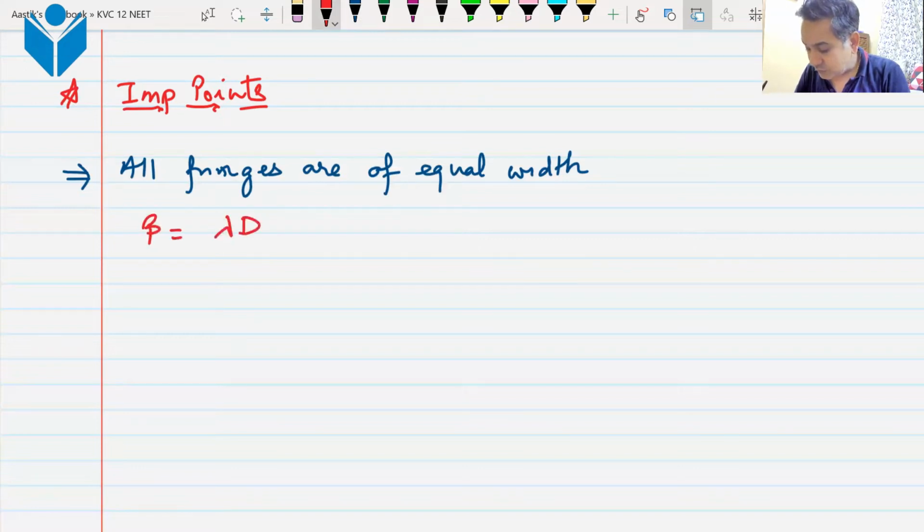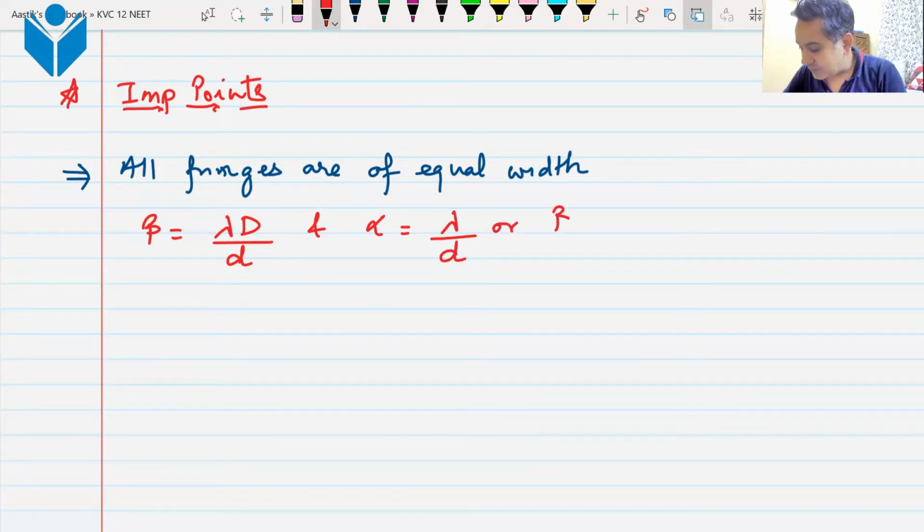It is always equal to lambda D by small d. And the angular fringe width alpha is lambda by small d, or you can write it as beta divided by capital D. I hope everyone understands this. Yes or no? Yes, sir. All fringes are of equal width. This is a very important aspect because in the next topic, something is going to change.